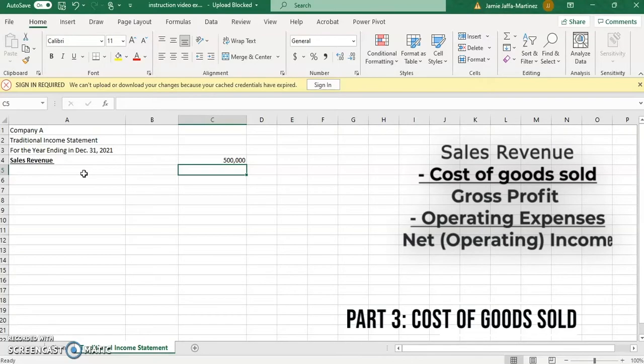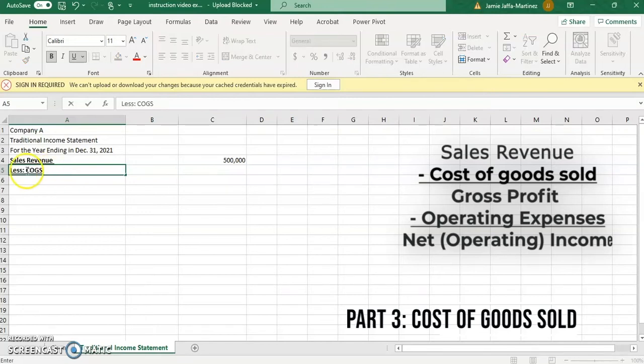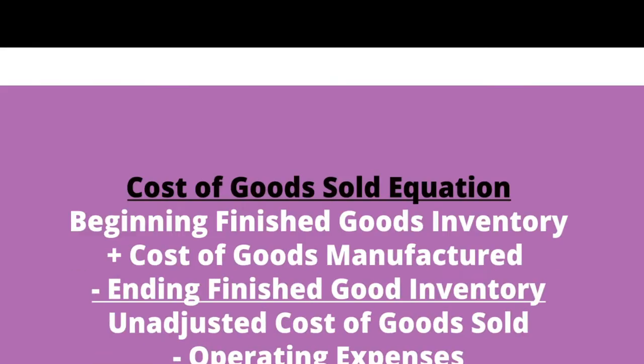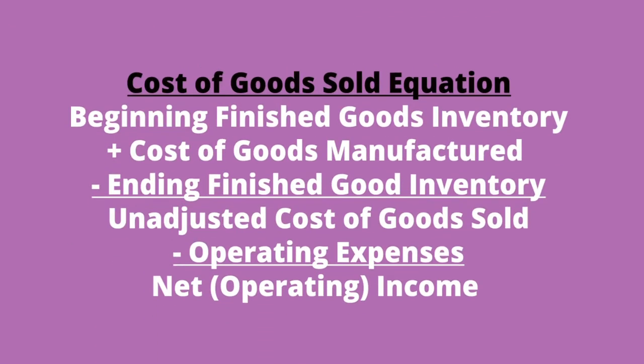The next part in the equation for the traditional income statement is cost of goods sold. Since we are subtracting this from sales revenue, we have to put a little heading in front of cost of goods sold, so we put less in front of it. It goes like this, and it's okay to put the abbreviation for cost of goods sold. Here is the equation for cost of goods sold.